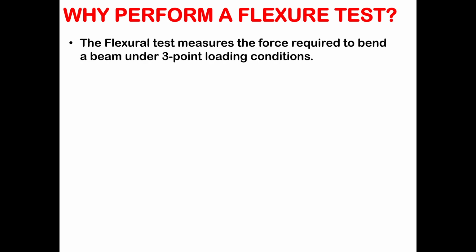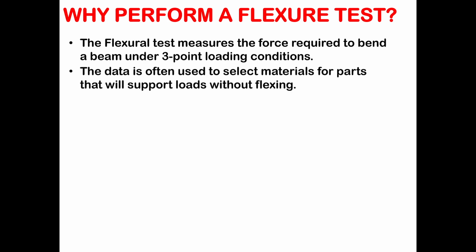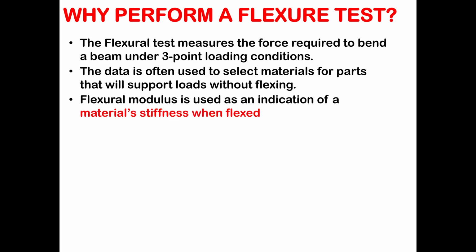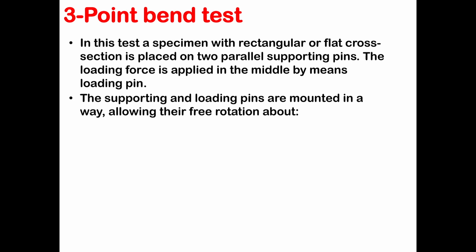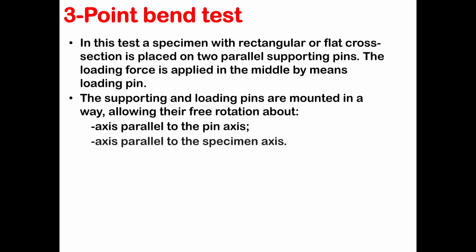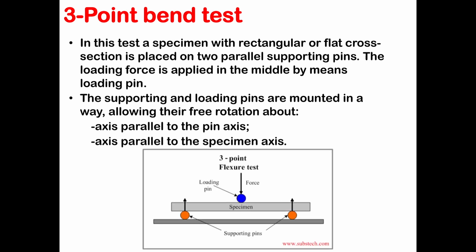So we want to find the force required to bend a beam under a 3-point bending condition. The data is often used to select the material for parts that will support loads without flexing, right? Flexural modulus is used as an indication of a material's stiffness when flexed. In this test, a specimen with a rectangular or flat cross-section is placed on 2 parallel supporting pins. This is not exactly the test we did, but that's the general type of 3-point bending test. The supporting and loading pins are mounted in a way allowing their free rotation about the axis parallel to the specimen axis.